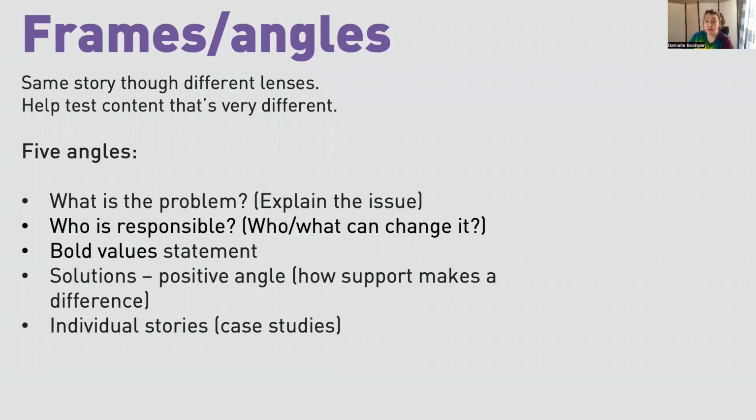Using frames or angles is how you can view the same story from different perspectives. But what do you put at the heart of your story when you're telling it to your audience? One of two ways that I'm going to talk about that you can use to theme your content and figure out lots of different variations on how to tell your story. The first one is 5 angles that we find helpful to tell the story in different ways.